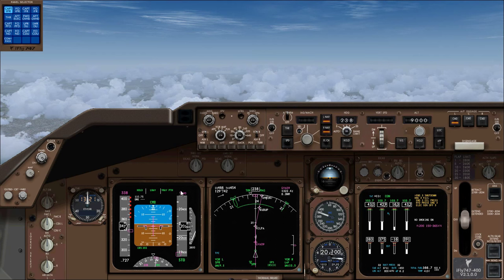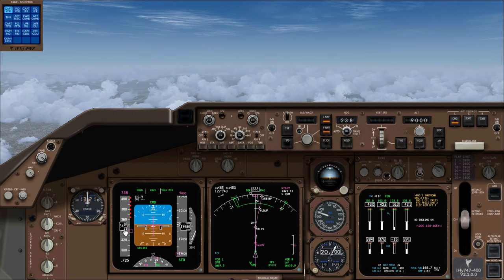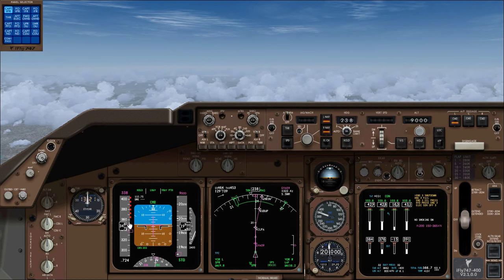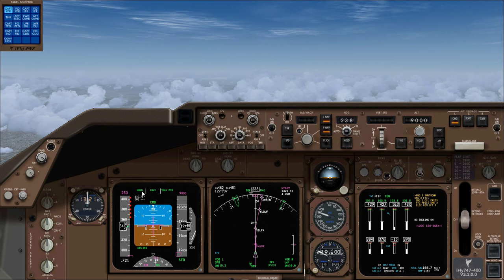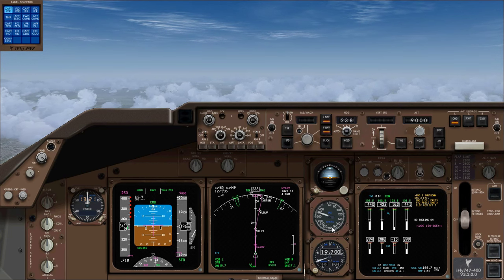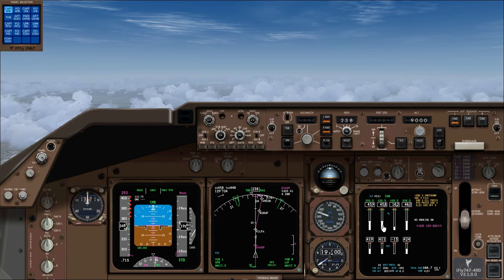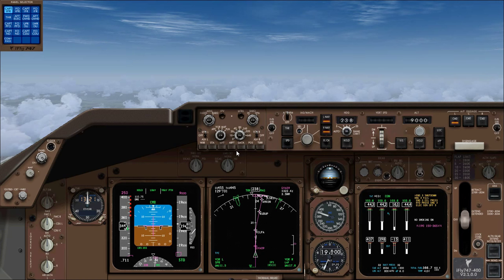We are following the VNAV path, so speed will not be kept perfectly. It's keeping the path perfectly, so you have to actually use the throttle with the hold mode, because as you can see, we are in hold mode. This means the servo motors of the engines are disconnected, and so the pilots have the control. As you can see, I can actually move forward, move backwards, and actually select the thrust. I prefer to keep the speed in VNAV path mode.